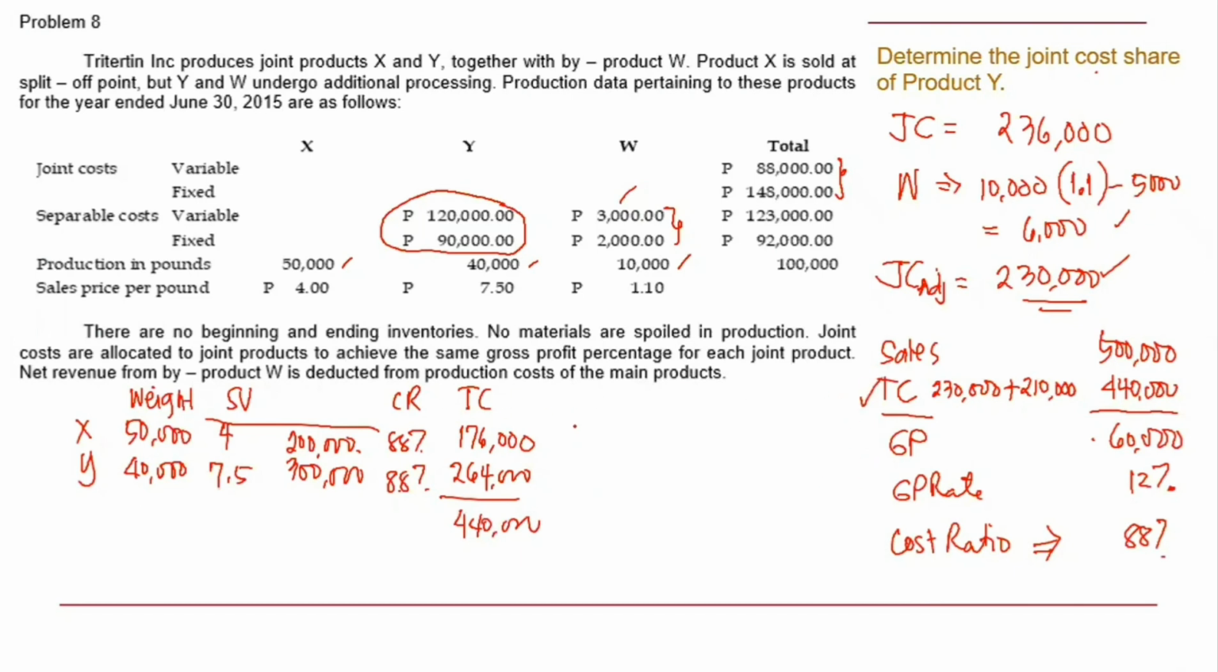Okay? Eh, joint cost ang tinatanong, magkano daw ang joint cost ni Y? So, anong gagawin natin? I-minus natin yung additional processing cost. Si X kasi, wala namang additional processing cost. Pero si Y, ang additional processing cost niya ay ito, 210,000 pesos. Therefore, ang joint cost allocated to X, 176,000. Ang joint cost allocated to Y, it's 54,000. Okay? So, ang answer po dito ay 54,000. The joint cost share of product Y.